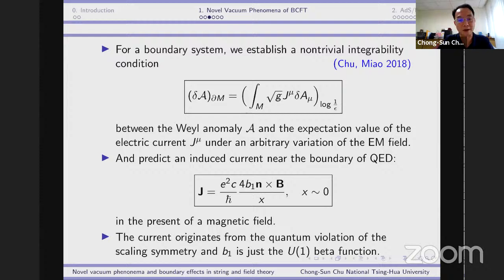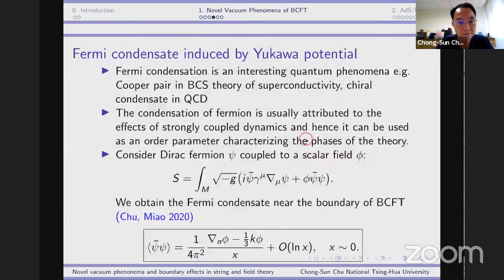Okay. The next phenomenon is the Fermi condensate. A Fermi condensate refers to the non-zero expectation value of a fermion bilinear. There are a lot of well-known examples, for example, the Cooper pair in the BCS theory of superconductivity, or the chiral condensate of QCD. They condense non-trivially due to the strongly coupled dynamics of the system.